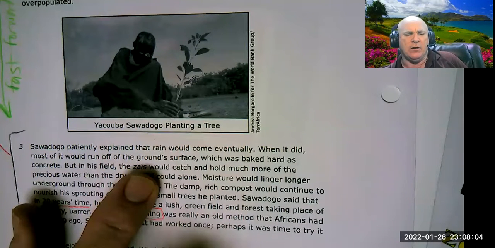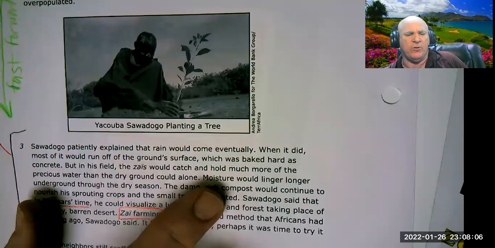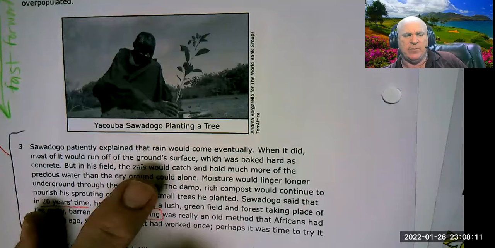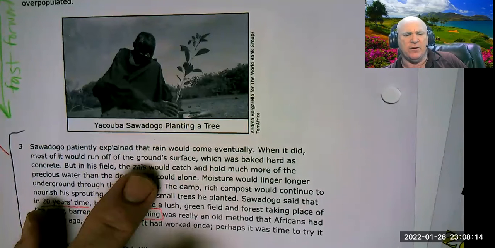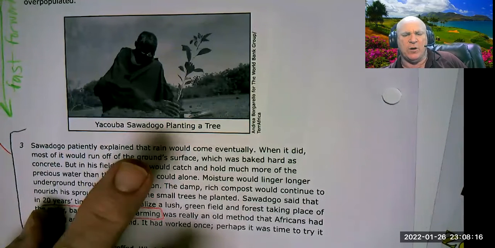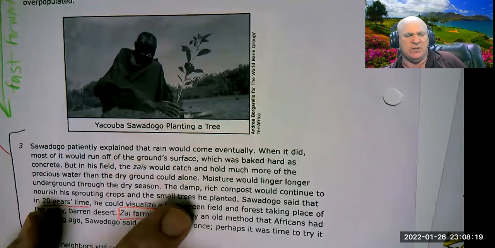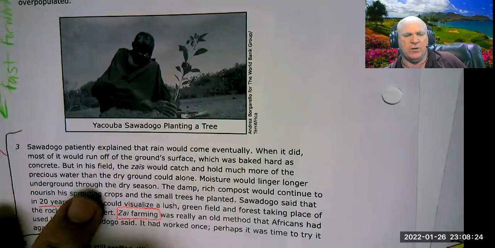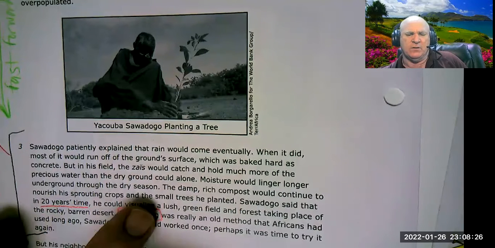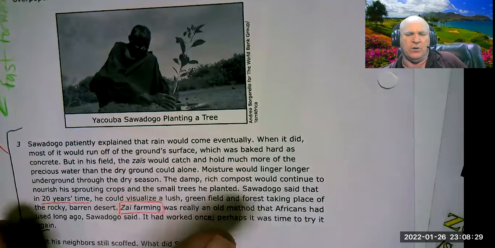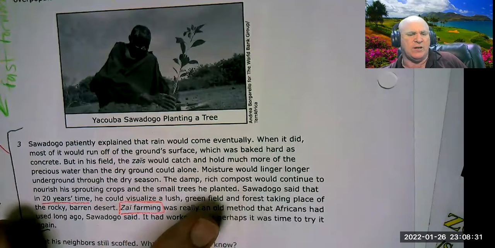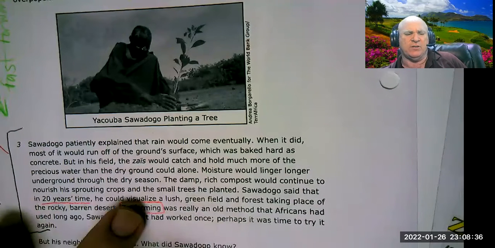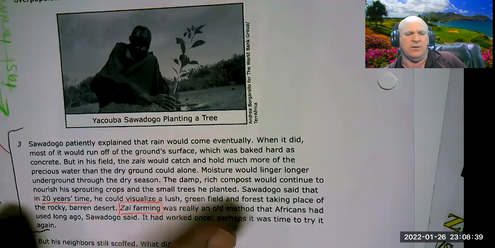Moisture would linger longer underground through the dry season with whatever this Zai type of planting or farming is. The damp, rich compost would, future tense, continue to nourish his sprouting crops and the small trees he planted. Sawadogo said that in 20 years' time, future, he could visualize a lush green field and forest taking place of the rocky, barren desert.